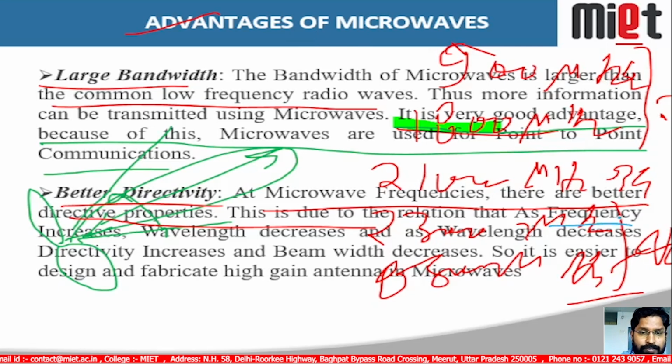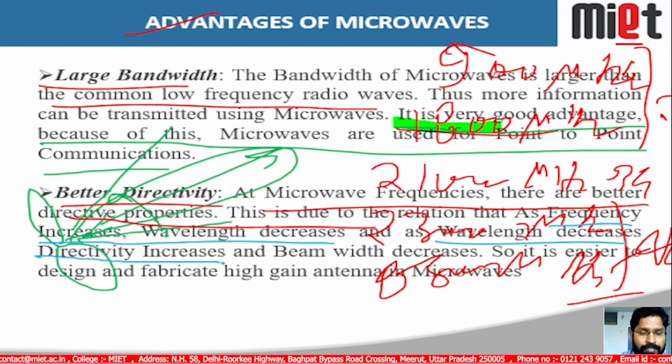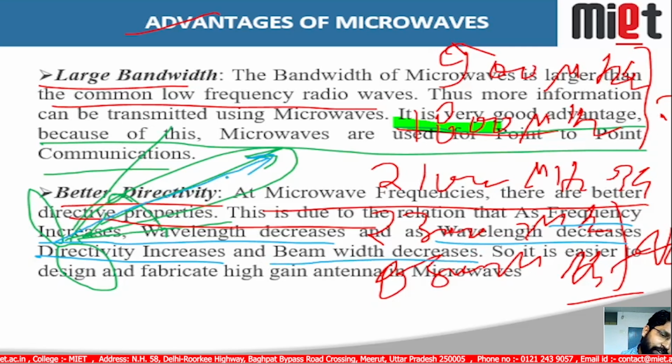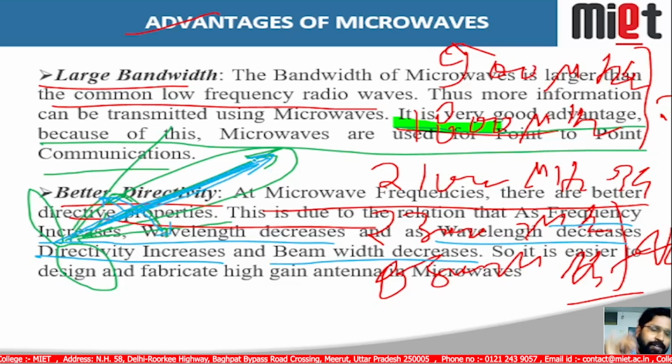This means as frequency increases, wavelength decreases, and as wavelength decreases, directivity increases. As directivity increases, beam width decreases. As you can see, this indicates the directivity, and this indicates the beam width. This one has a lower beam width but a high directivity. This one is high directivity.